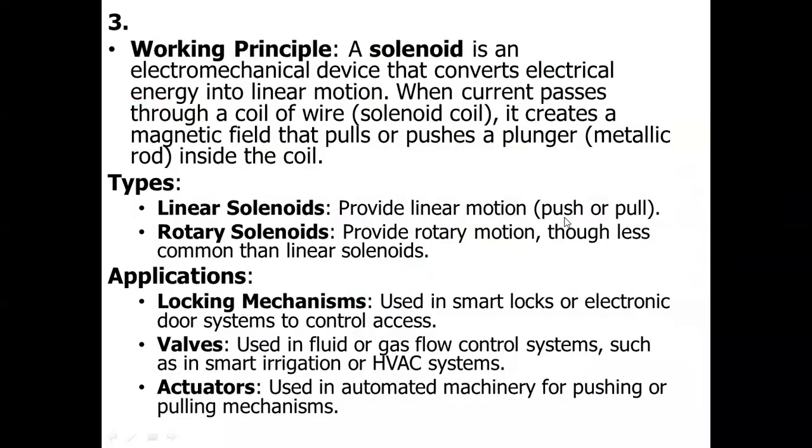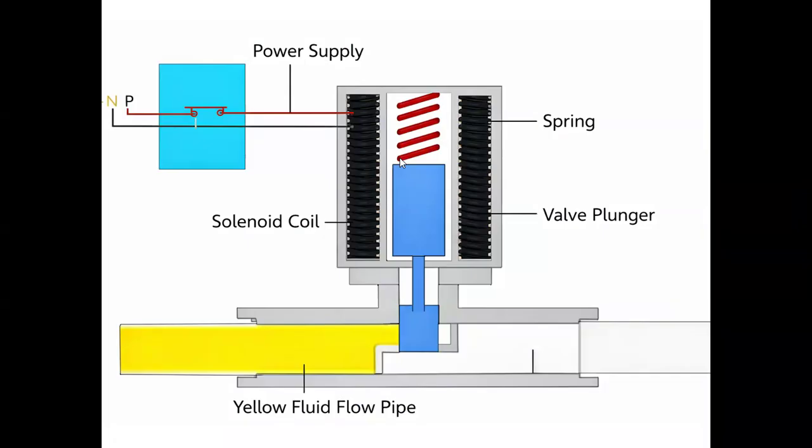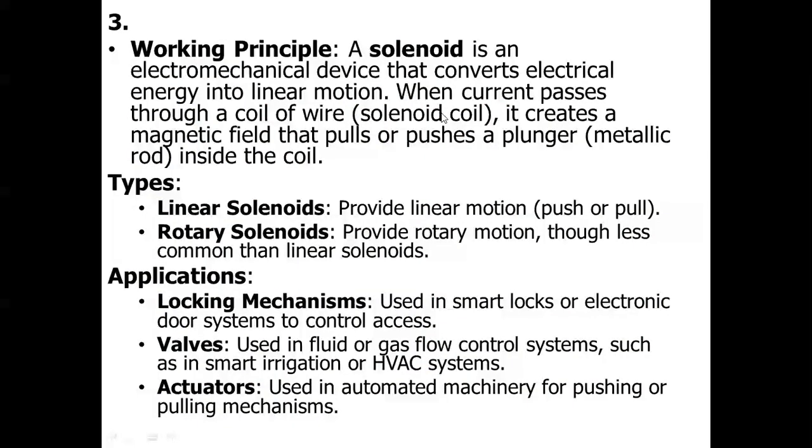Linear motion means when current passes through a coil, it creates a magnetic field. That pulls or pushes the plunger. If we want, we will show the picture, so we will have a better idea. Here the wall and plunger will be there, this blue highlighted one. When the magnetic field is induced here, it pushes that rod up and down. So when current passes through the coil, it creates a magnetic field and that pushes or pulls. It will push and it will pull back.